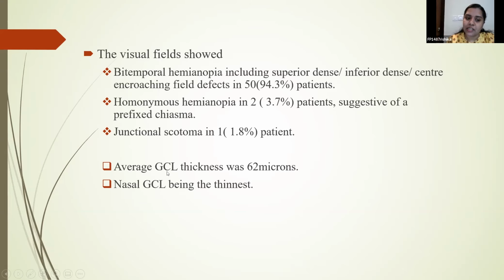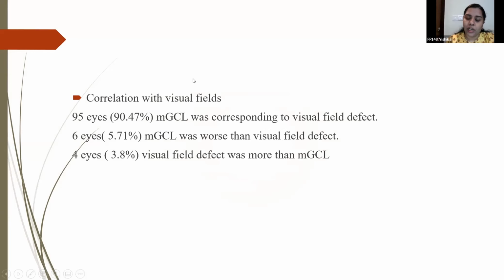Our GCC analysis showed average thickness of 62 micron. This is in comparison to a normal of 84 to 90 micron thickness, and nasal GCL was commonly involved. In correlation with the visual field, we saw that in 90% of the patients, the GCL corresponded to the field defect. In 5% of the patients, GCL showed more changes or was worse than the visual field defect. In 3.8% of the patients, the field defect was more than that shown by GCL.